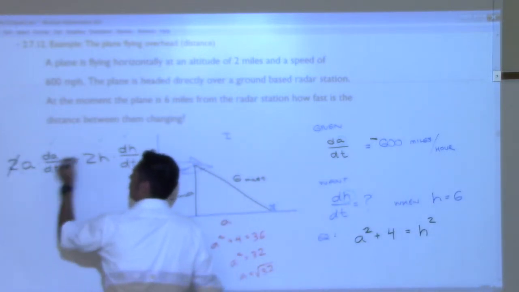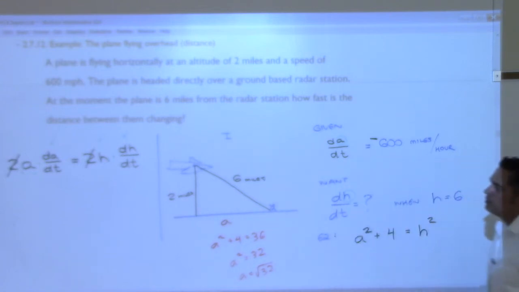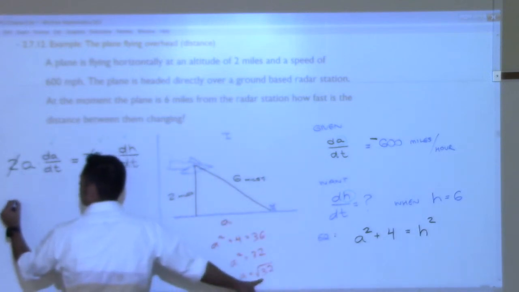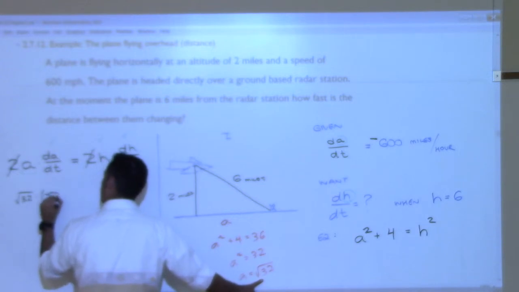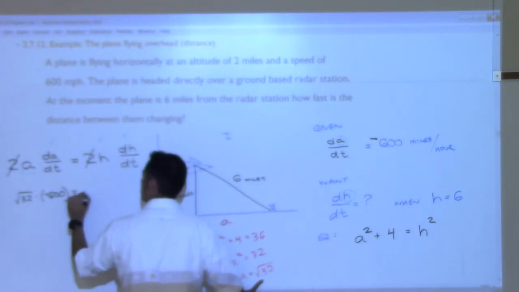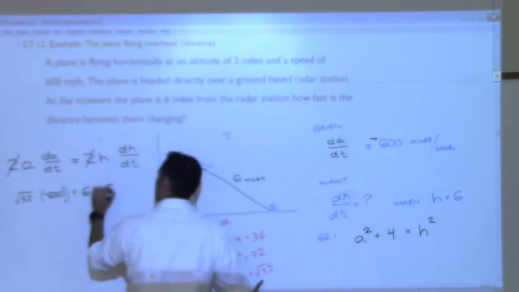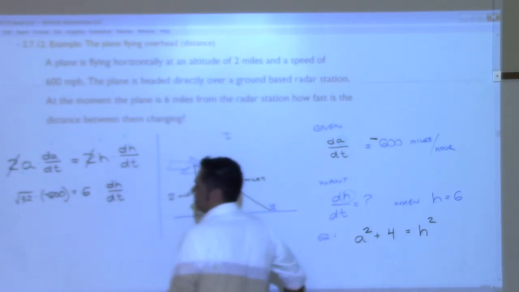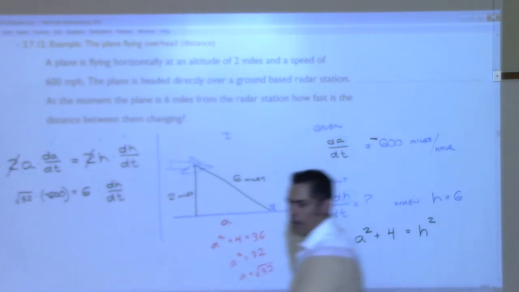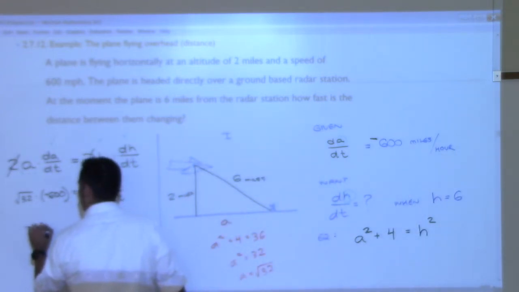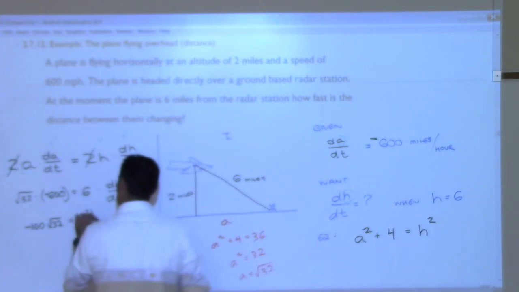I'm going to kill the 2's just because they're just in the way. So now I put a, which is root 32, dA dt, negative 600, equals h, 6, and then dH dt, which is just dH dt. And I'm trying to solve for dH dt, so I just divide both sides by 6. And if I do that, I get negative 100 root 32 equals dH dt.